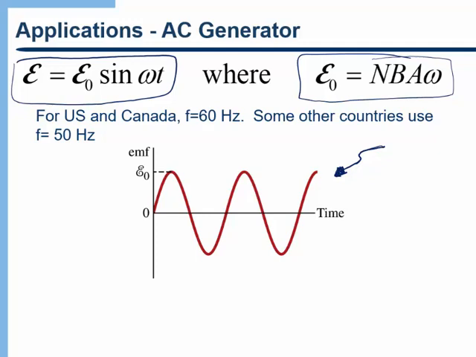So different countries use different standards. Here in the US, we use a frequency of 60 hertz. Other countries use 50. It doesn't really matter too much. But that's how we generate electricity. We're simply taking a loop of wire and spinning it in a magnetic field.